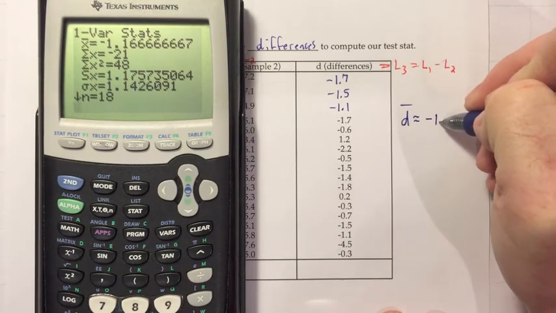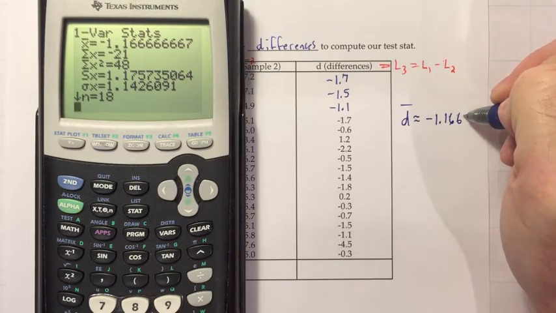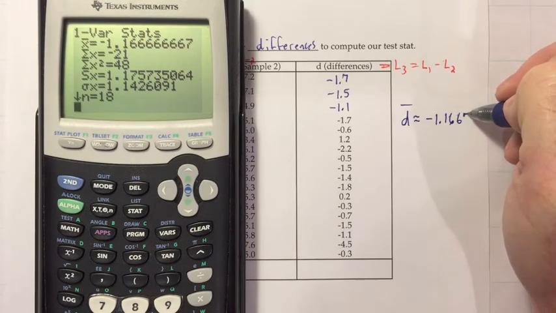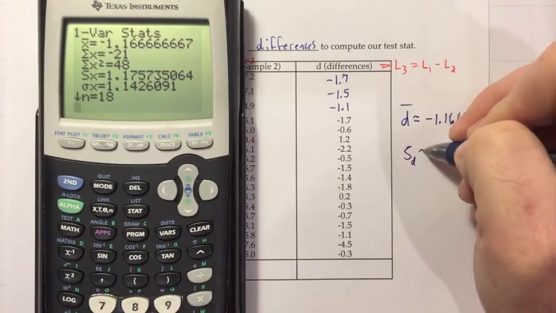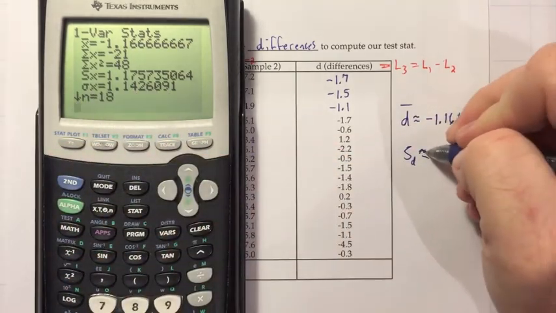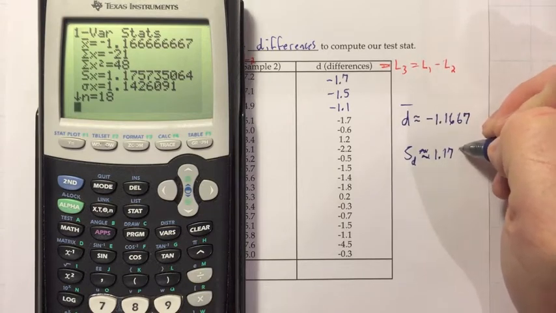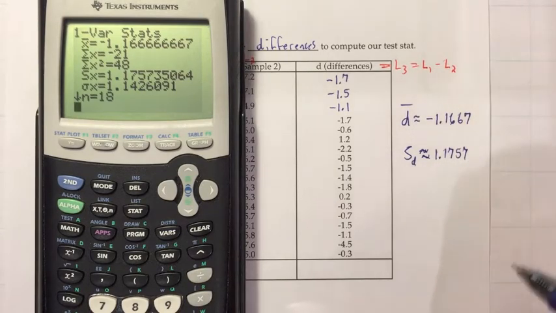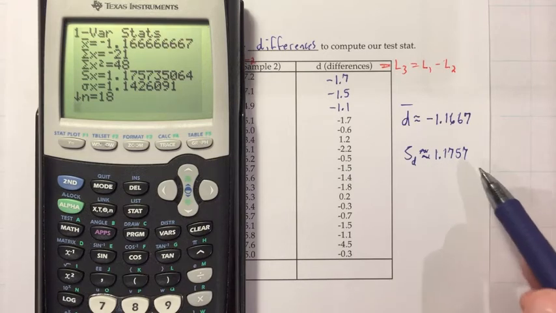negative 1.1667. And for S, that's right here. They call it Sx, but again, these are differences, so that's approximately 1.1757. Remember, on standard deviations, we should put at least 5 digits, so 1, 2, 3, 4, 5.